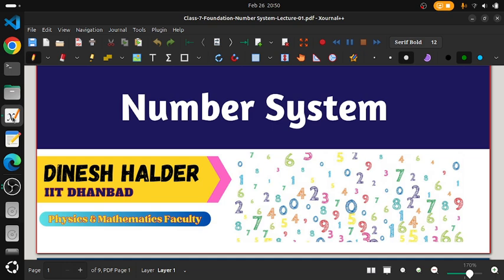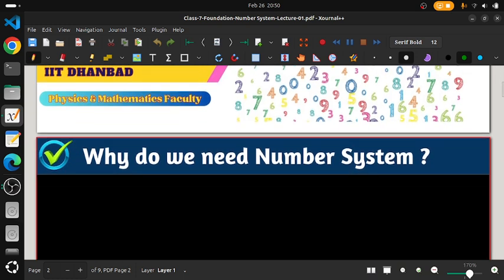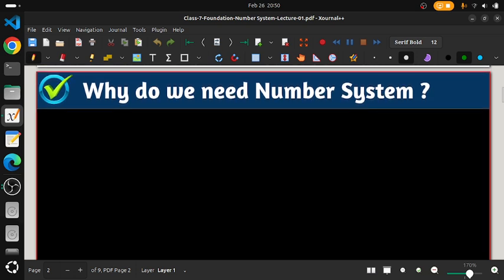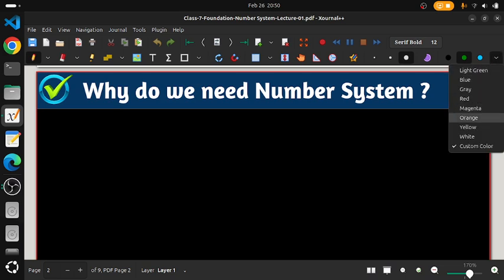Today we are going to talk about the number system. This is the topic I have chosen from your class 7th. So first, why do we require the number system? This number system is actually called the language of mathematics.